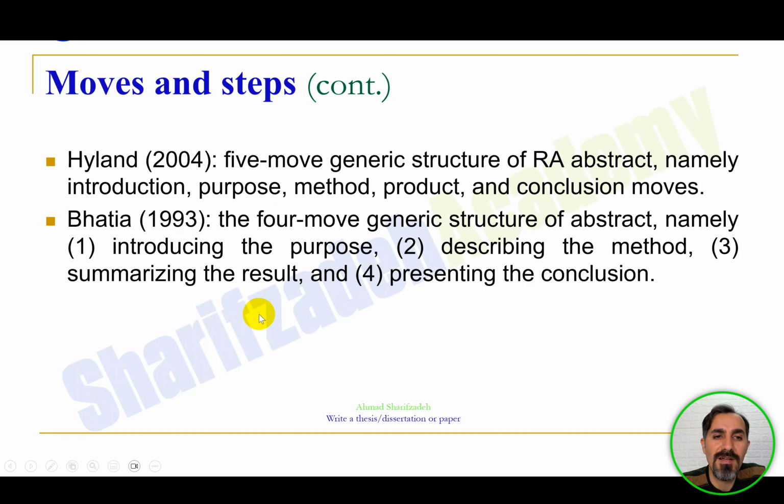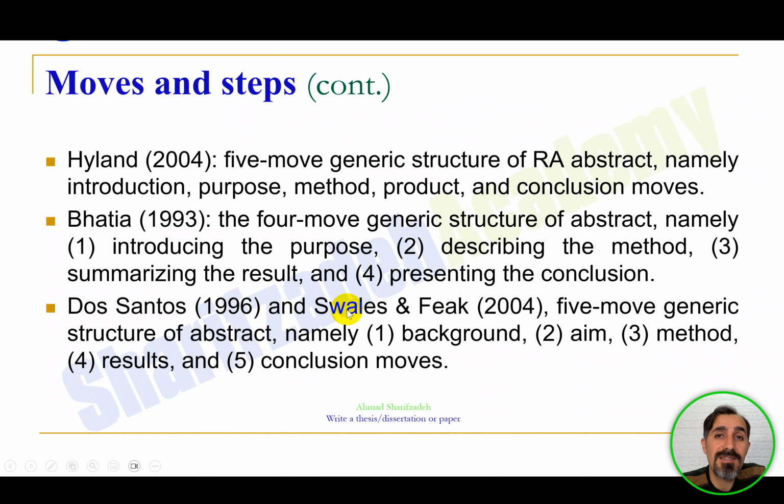Another model was proposed by Swales and Feak. We know Swales because he proposed another model for writing introductions. We call it the CARS model, Create a Research Space. You know that. Dos Santos 1996 and Swales and Feak 2004 proposed models very similar to each other, which have a five-move generic structure of abstract. They call those five moves or subsections background, aim, method, result, and conclusion.